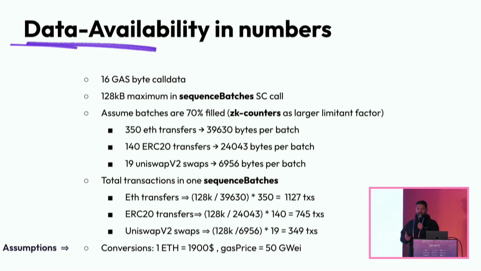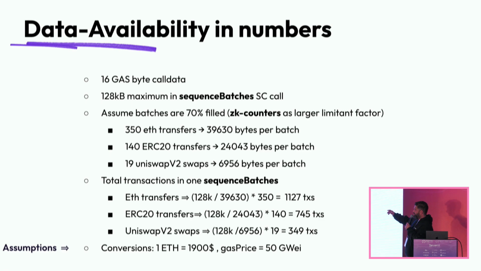Internally in the zkEVM, we have the ZK counters. Mainly this is what limits us when grouping transactions. And the thing is, with backups in the coming months, we are going to remove these counters. But at the end, it's just a way to make groups of transactions that are able to be proven. Taking a look at these numbers, as you can see, for instance, 350 ETH transfers is around 39K bytes per batch.